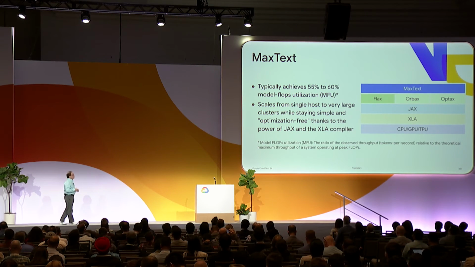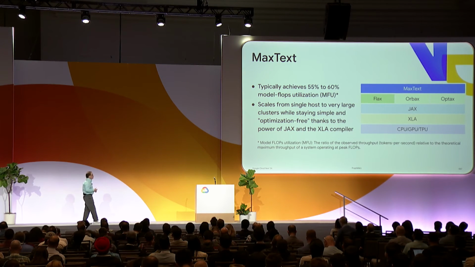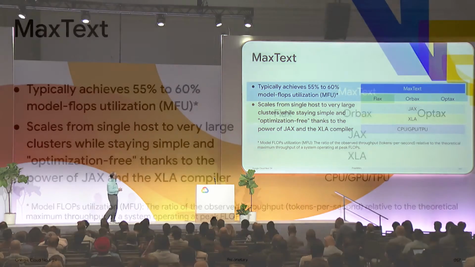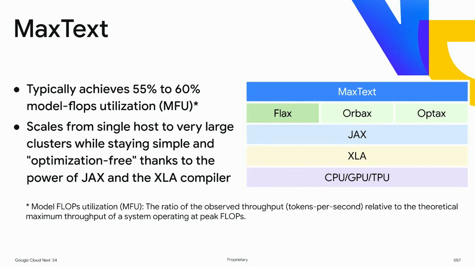So how efficient? Well, it typically achieves something like 55 to 60% model flop utilization, which if you're familiar with MFU as a metric, that's really high. MFU, if you're not familiar with it, is the ratio of observed throughput, tokens per second, relative to theoretical maximum throughput of a system operating at peak flops.